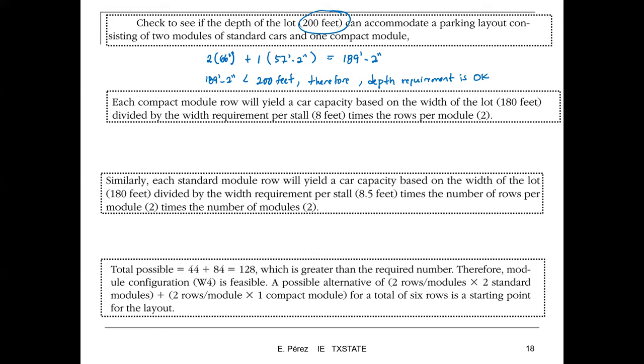Okay. So each compact module row would yield a car capacity based on the width of the lot, which is 180 feet, divided by the width requirement per stall, which is 8 feet, times the rows per module. Since it's a W4, we're gonna have two rows of parking spaces per module. So we divide 180 by 8 feet, and multiply that times two because we're gonna have two lanes. So that's gonna be equal to 44 potential compact cars.